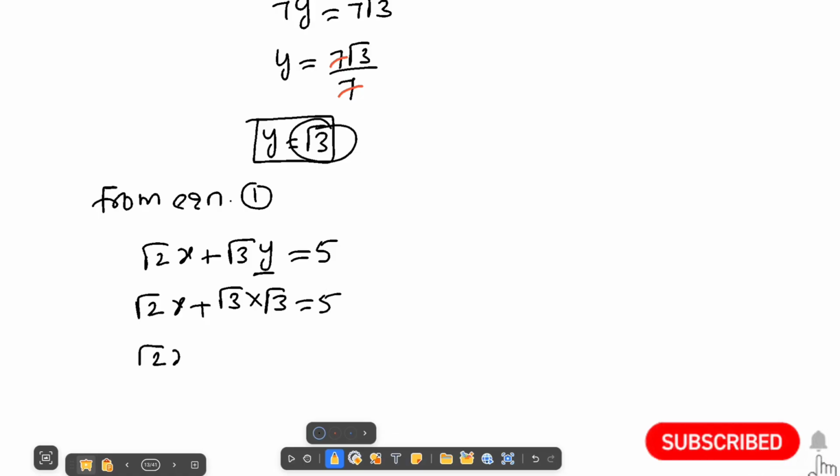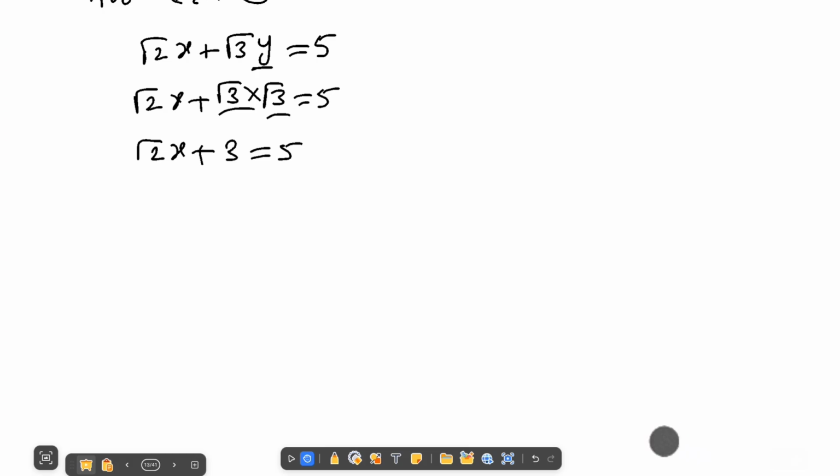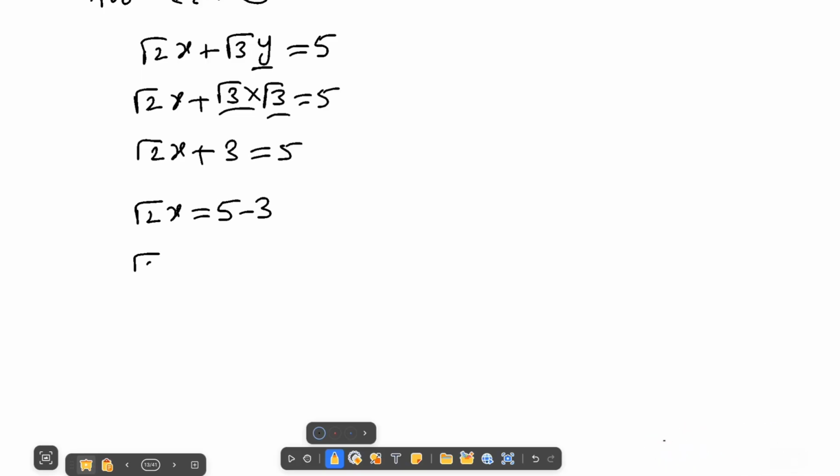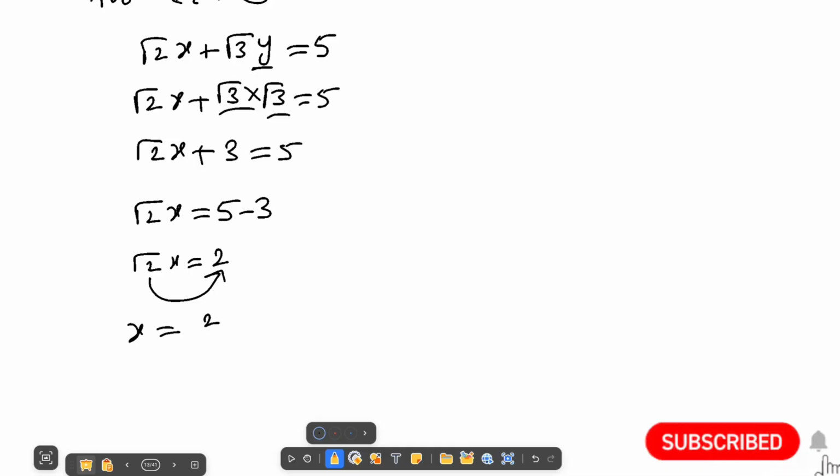So root 2x plus root 3 into root 3 is 3. So 3 is equal to 5. Send this 3 to the right side. If you send this 3 to the right side, what do we get here? Root 2x is equal to 5 minus 3. So root 2x is equal to 5 minus 3 is 2. So send root 2 to the right side. So x is equal to 2 by root 2.